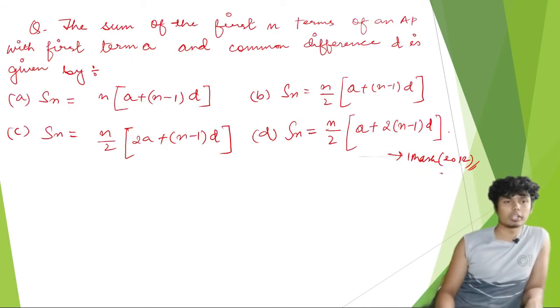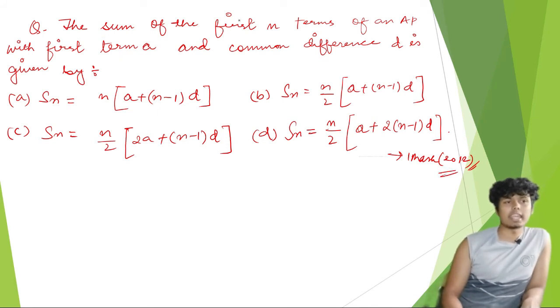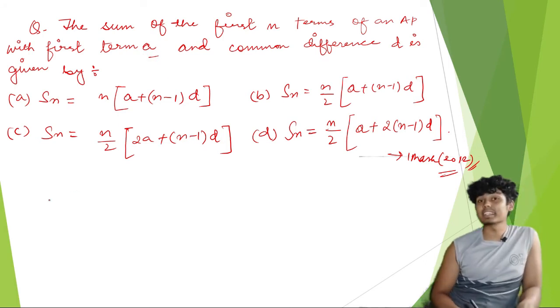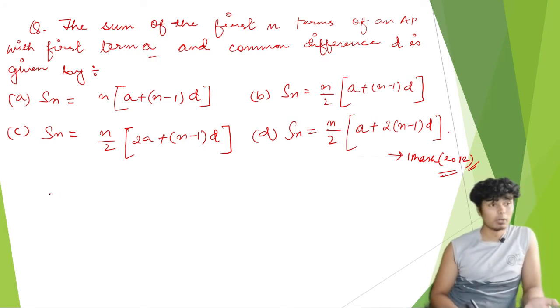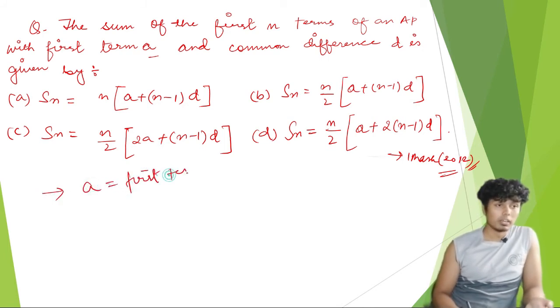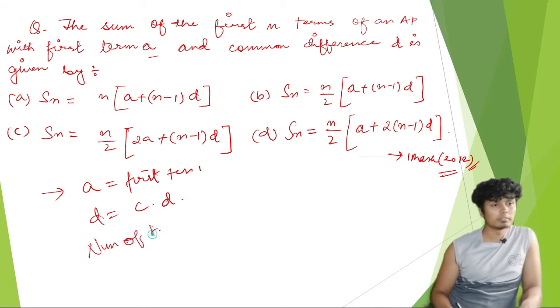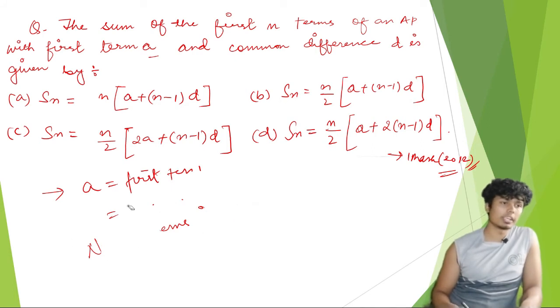This question was asked in 2012. What does the question say? The sum of the first n terms of an AP with the first term a and the common difference d is given by. Now they are asking for the formula, which we have discussed already. They say a is the first term, d is the common difference, and the number of terms is n. So what is the formula?